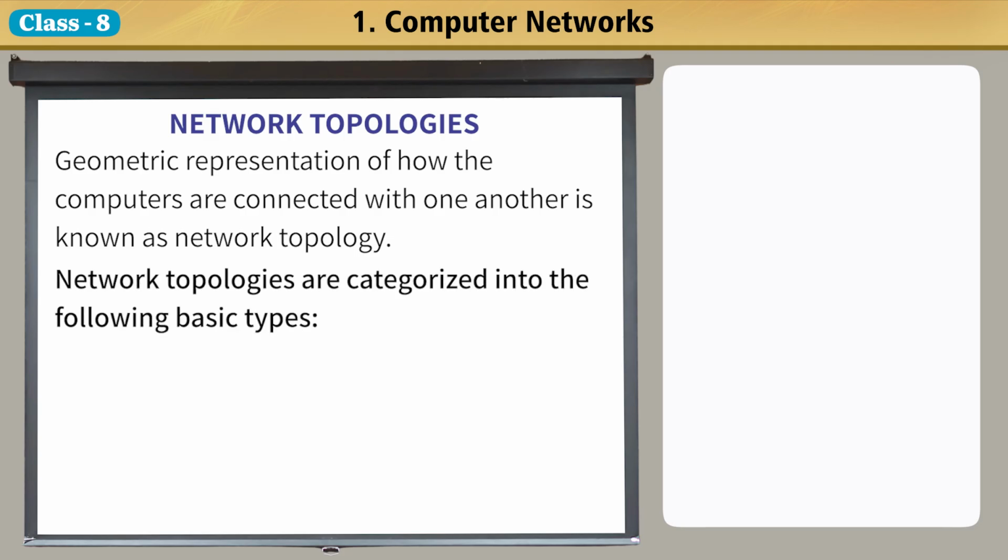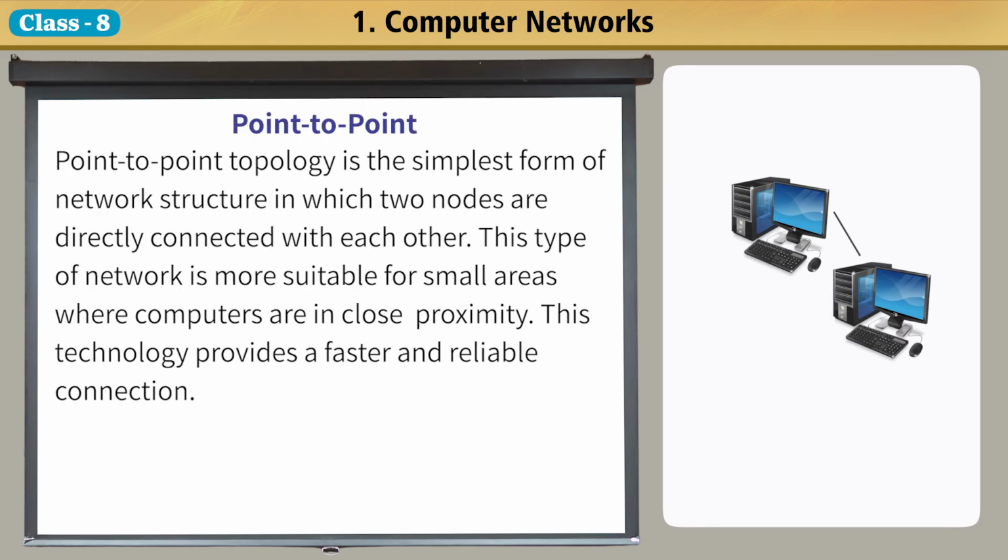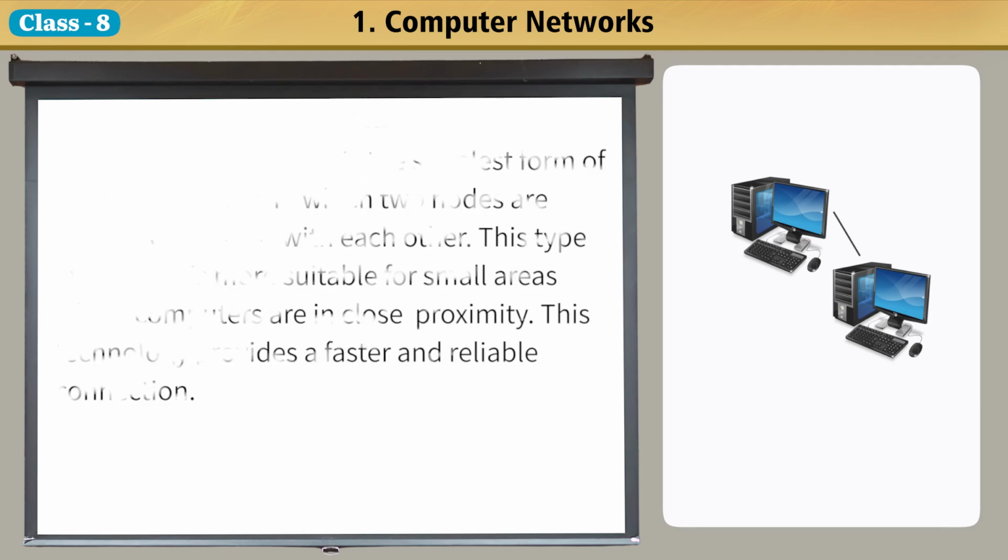Network topologies are categorized into the following basic types. Point-to-point. Point-to-point topology is the simplest form of network structure in which two nodes are directly connected with each other. This type of network is more suitable for small areas where computers are in close proximity. This technology provides a faster and reliable connection.